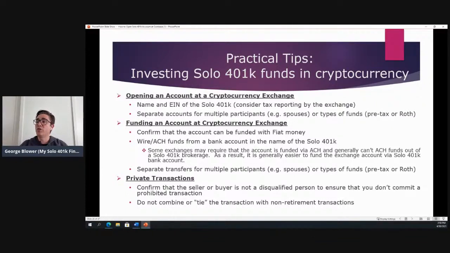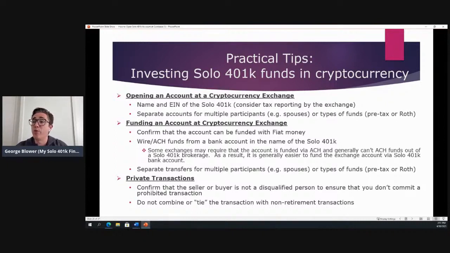The other issue is just the importance of funding it from an external account at a bank in the name of the plan, with separate transfers, again, if there are going to be separate accounts. And then lastly, we touch on private transactions.